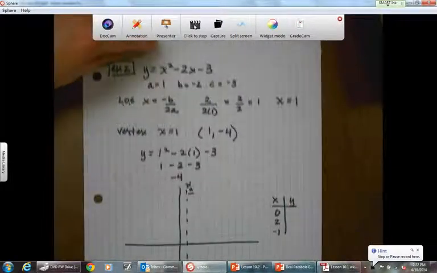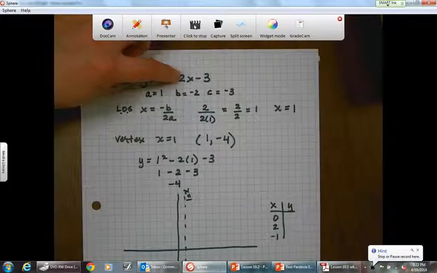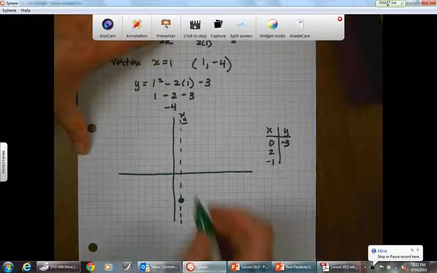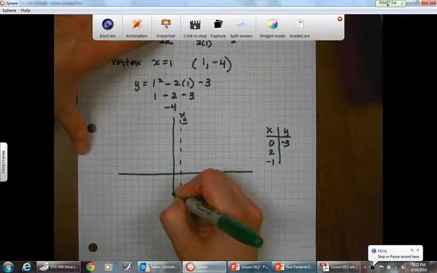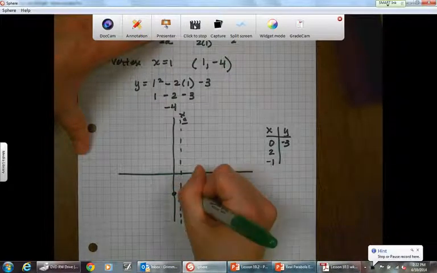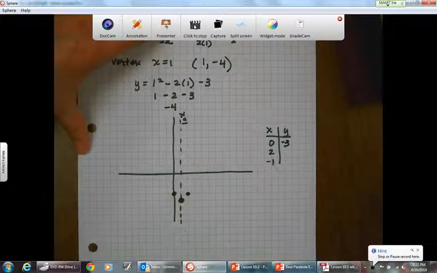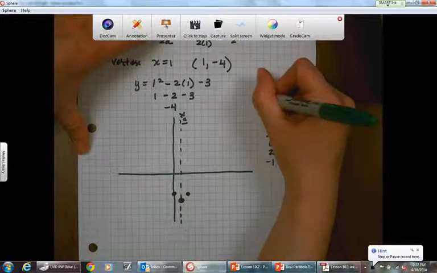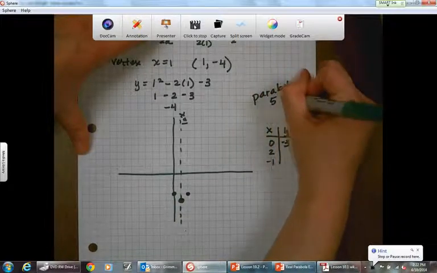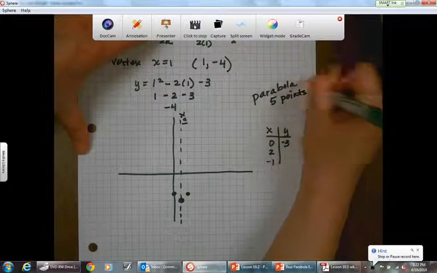So this is easy. 0, 0. So this is going to be -3. All right, so I'm going to graph 0, -3. And because I know that one now, I now know its reflection over here on the other side is right here. So now I have 3. If you've ever, and I don't know if you guys have asked me this or not, but parabolas need about 5 points. Okay, so you need 5 points. You can have more, but that's kind of the minimum on that one.